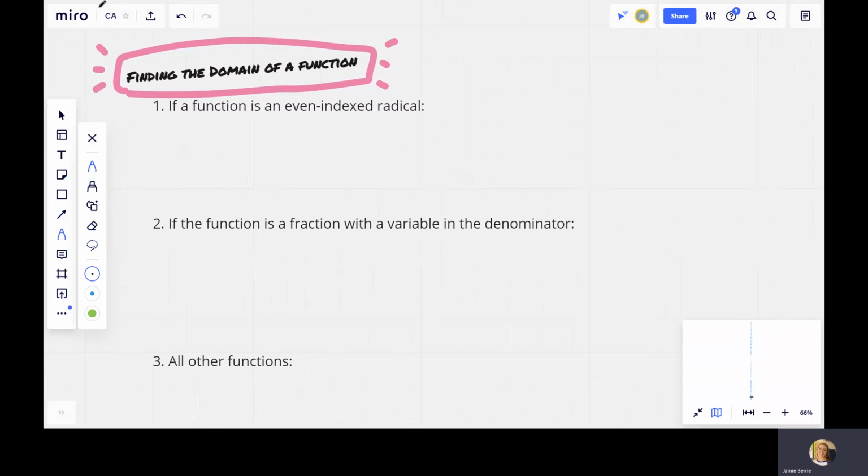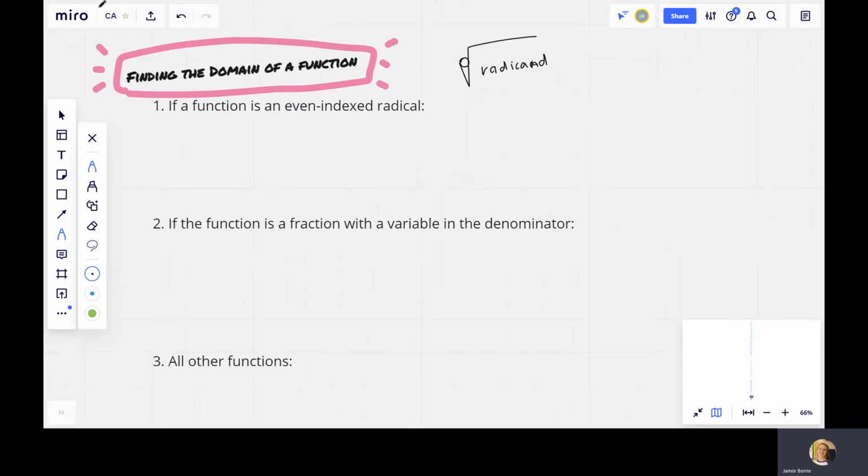All right, so we have 3 rules for finding the domain of a function. As we write these down, you're going to want to take a second and pause the video and finish writing in what you need to. It says, if a function is an even indexed radical. All right, so let's talk about what that means. The index of a radical is whatever number is right here. So that's the index. Remember the stuff that's under here is called the radicand. The actual little check mark looking thing, that's the radical. And then this number here is called the index.